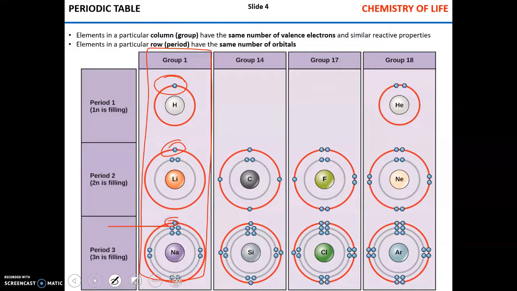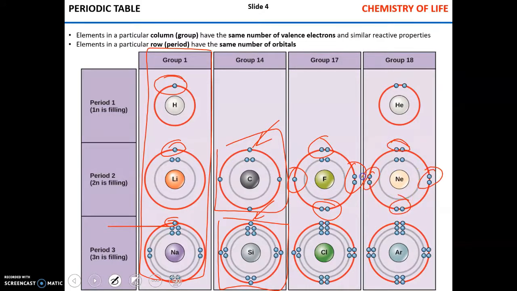Look at group number 14. In group number 14, carbon and silicon have 4 valence electrons, 4 electrons on the outer shell. Group 17, 2, 4, 6, 7 valence electrons. Group 18, 2, 2, 2, 2, 8 total. So basically, elements in the same column, the same group, have the same number of valence electrons, and they all have similar reactive properties.